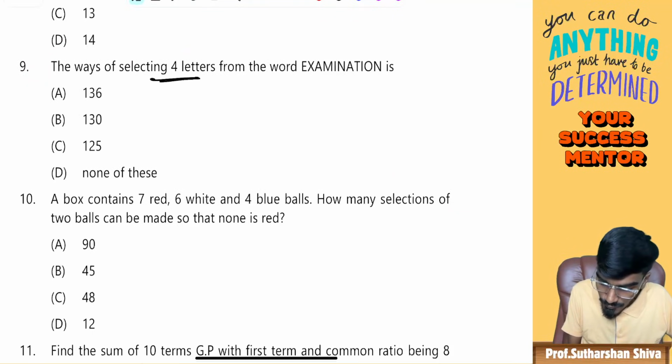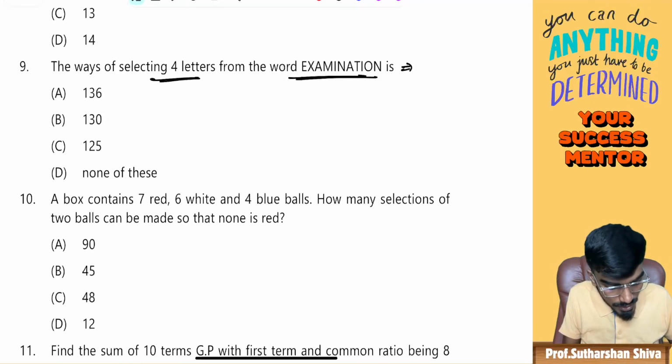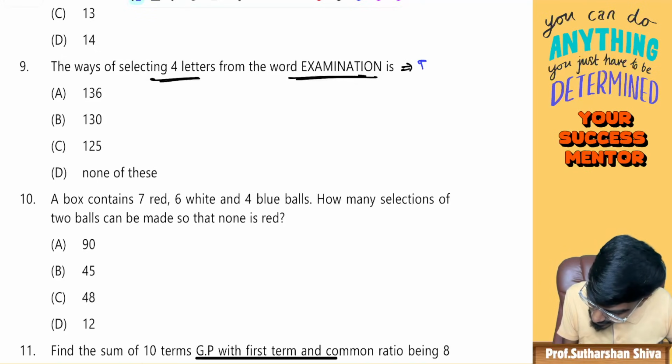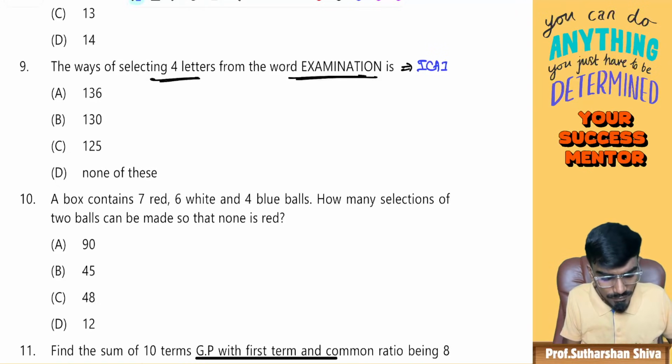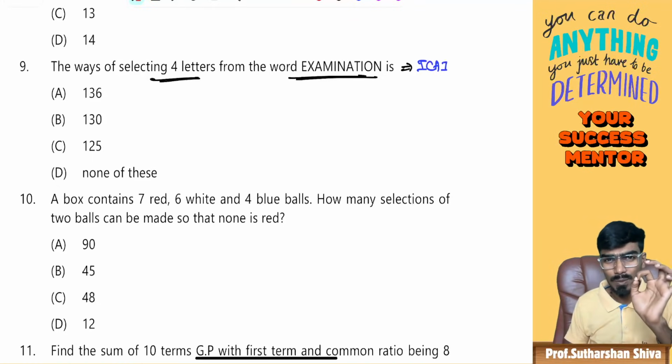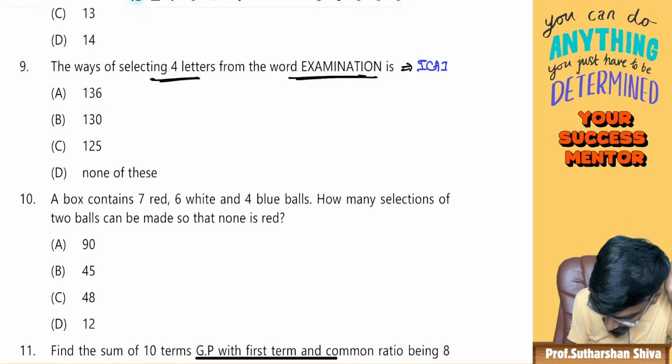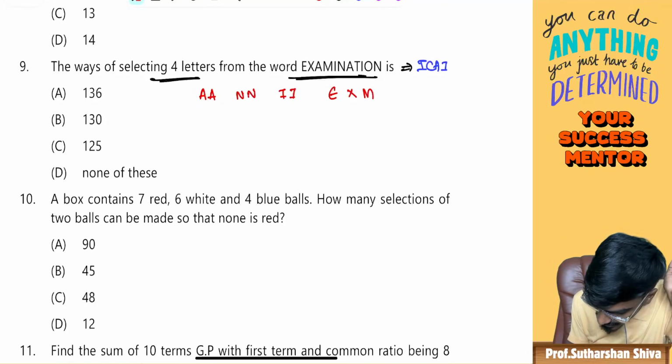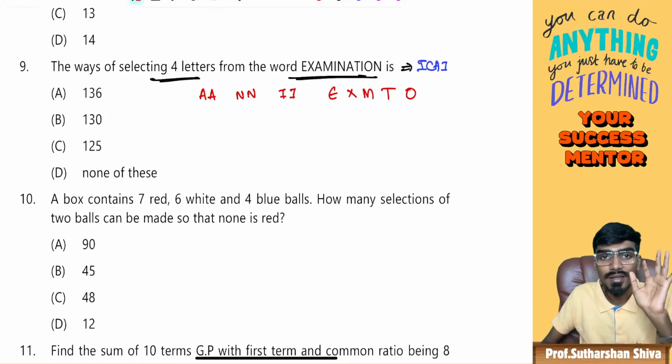The ways of selecting four letters from the word examination. Actually speaking, this is from your ICAI study material. Mostly the RTP questions are from the ICAI study material only, majorly. Okay, now listen. Actually speaking, in this particular word there are repetitions. What are the repetitions? AA is repeated, NN is repeated, II is repeated twice, then E is there, X is there, M is there, T is there, O is there. So these are the five.